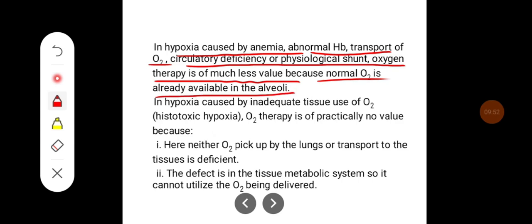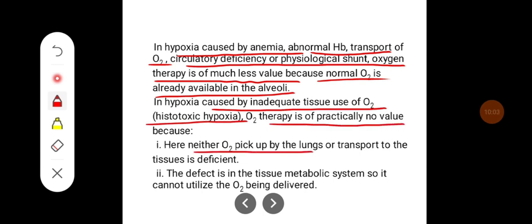In hypoxia caused by inadequate tissue use of oxygen, that is in histotoxic hypoxia, oxygen therapy is of practically no value, because here neither oxygen pickup by the lungs nor transport to the tissue is deficient. The defect is in the tissue metabolic system, so it cannot utilize the oxygen which is being delivered.